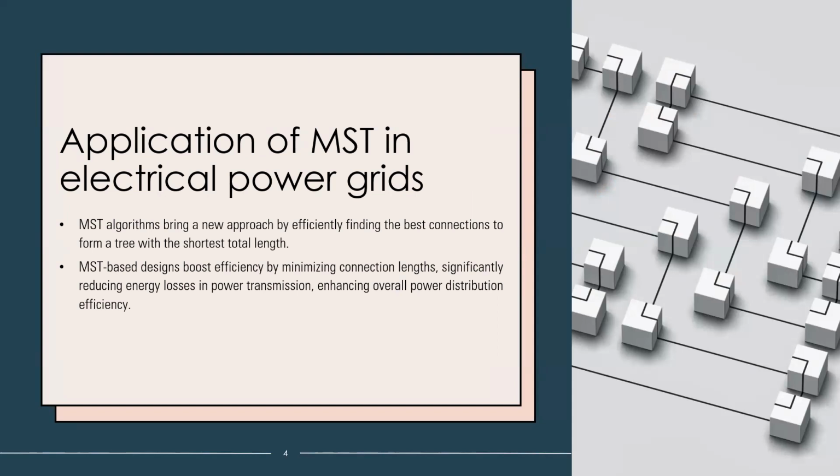MST algorithms offer a fresh perspective by identifying the most effective connections within a network, thereby forming a tree with the shortest total length. This is more than a theoretical exercise. When applied, MST-based designs can significantly reduce energy losses in power transmission, leading to a marked increase in the overall distribution efficiency of our power grids.